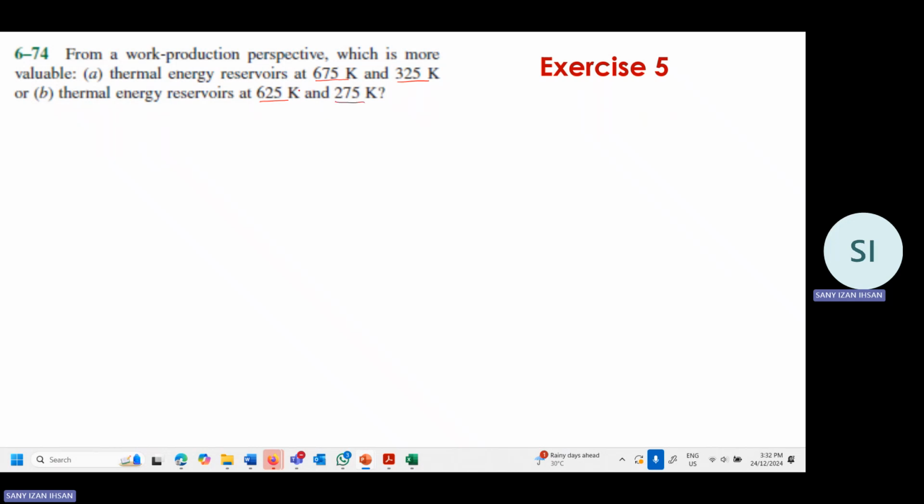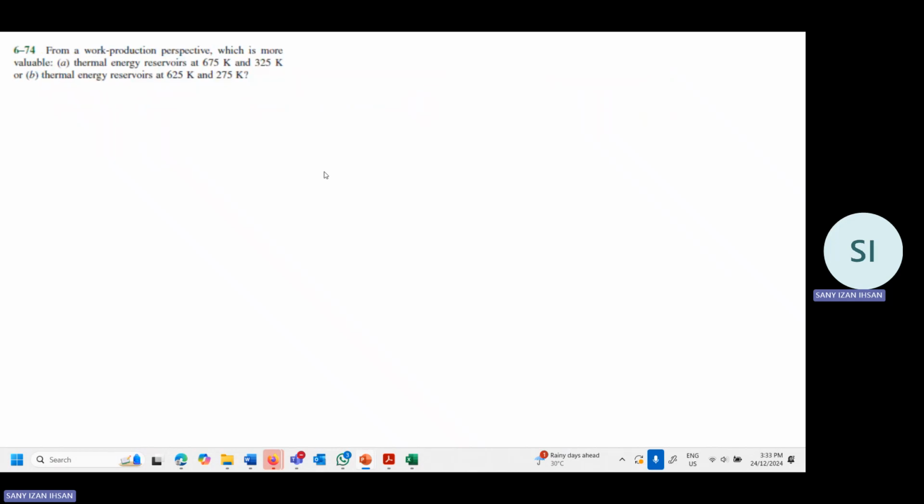You can see between the two, A has a higher source temperature, 675, compared to B, while the sink of A is also higher, of course, or in other words, B has a lower sink compared to A. So let's try to first make sense of this.